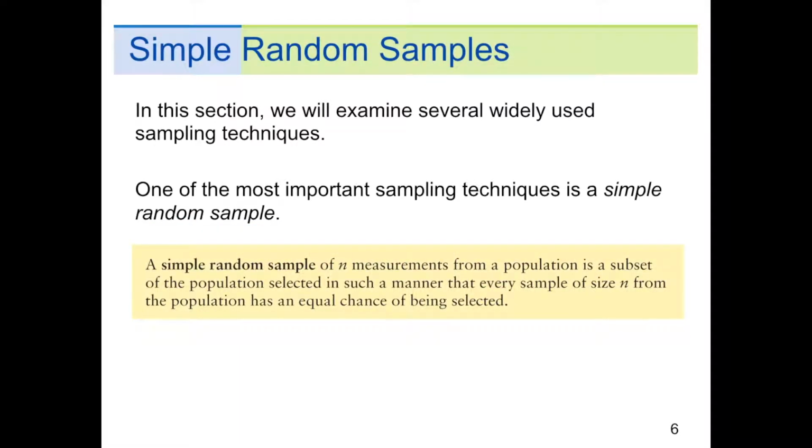In this section, we will examine several widely used sampling techniques. One of the most important sampling techniques is a simple random sample. A simple random sample of n measurements from a population is a subset of the population selected in a manner that every sample of size n from the population has an equal chance of being selected. So pretty much what it is, you just have a group and you randomly choose some number from that group. So if you have 10 people in your group and you randomly select 3 of them.